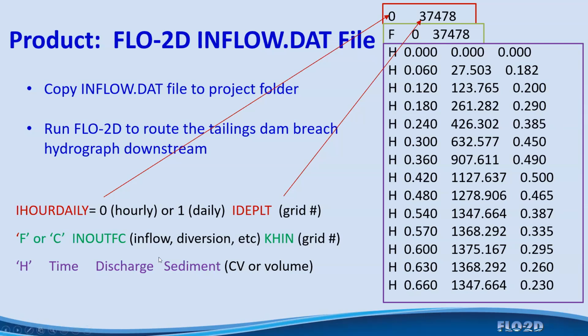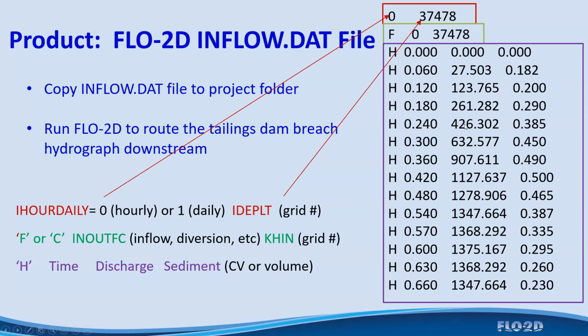The H lines are the time, discharge, sediment lines, okay? So these are the sediment for each hydrograph. In the first column, you see the H, that's just an identification of the hydrograph data pair. 0 is the first time, okay? It's in hours, so it goes from 0, 0.06 hours, 0.12 hours, all the way down to 1 hour.